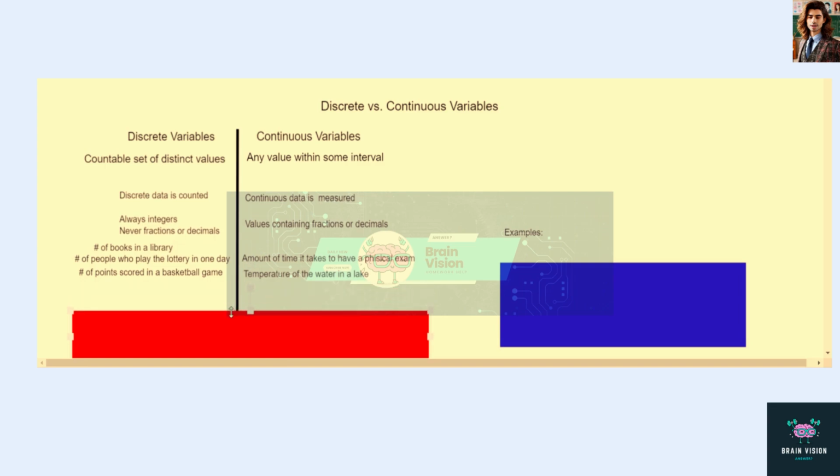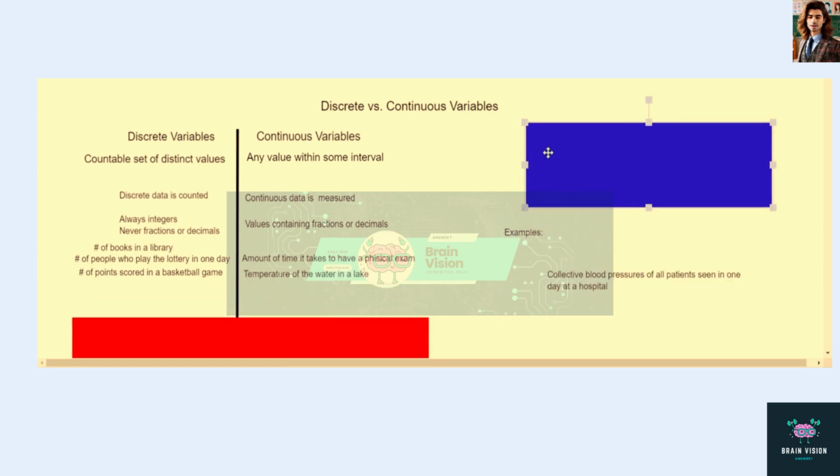And here we have the examples we've gone over so far. Now let's see what our last example is. So today we'll be discussing the collective blood pressures of all patients seen in one day at a hospital. Now this one is a little bit more complicated than the ones that we've discussed before, but it comes down to how the blood pressures are collected.